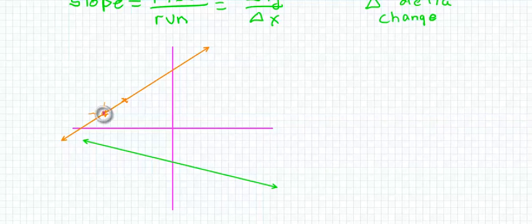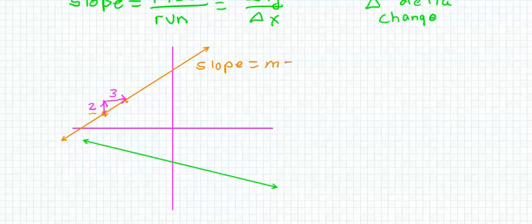So now from this point here, I pick a point. I'll start here. My rise is 2. My run is 3. I go up 2 and immediately right 3. Up and right. My slope, which is abbreviated m, is 2 over 3. That's all there is to it. Find 2 points. How much do you go up? How much do you go over?